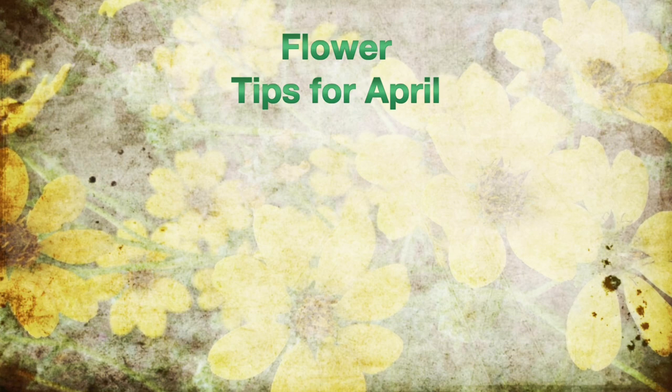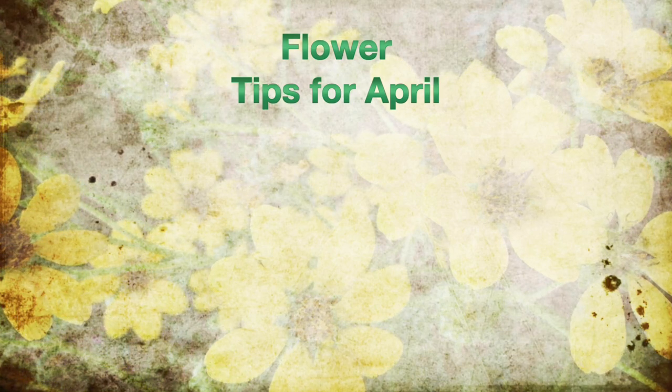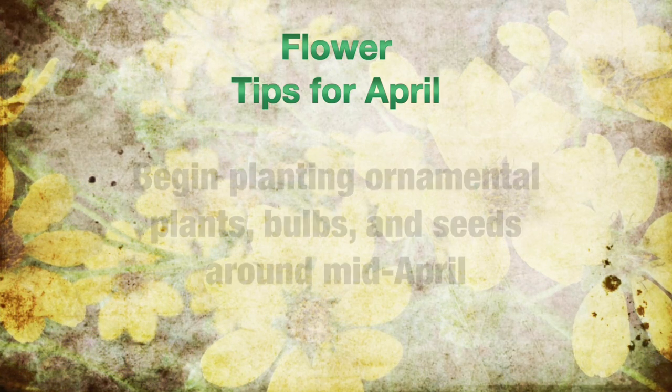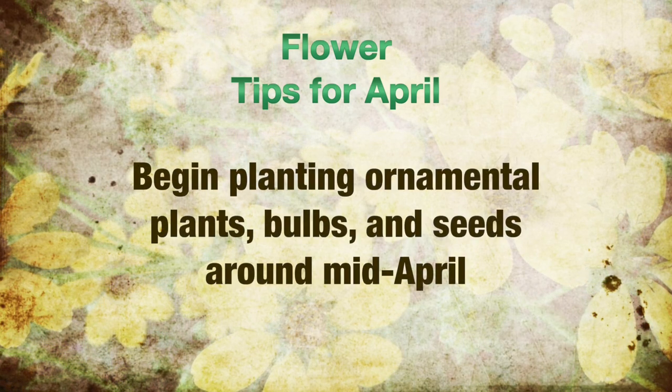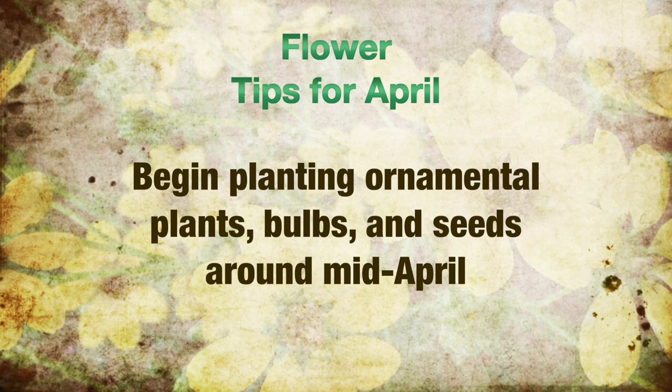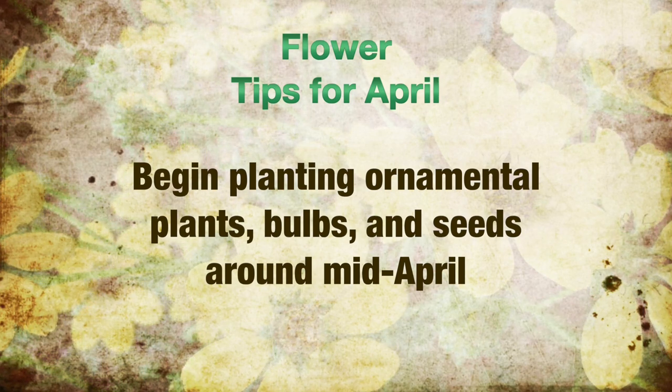Flower tips for April are: most bedding plants, summer flowering bulbs, and annual flower seeds can be planted after danger of frost. This happens around mid-April in most of Oklahoma. Hold off mulching these crops until spring rains subside and soil temperatures warm up.